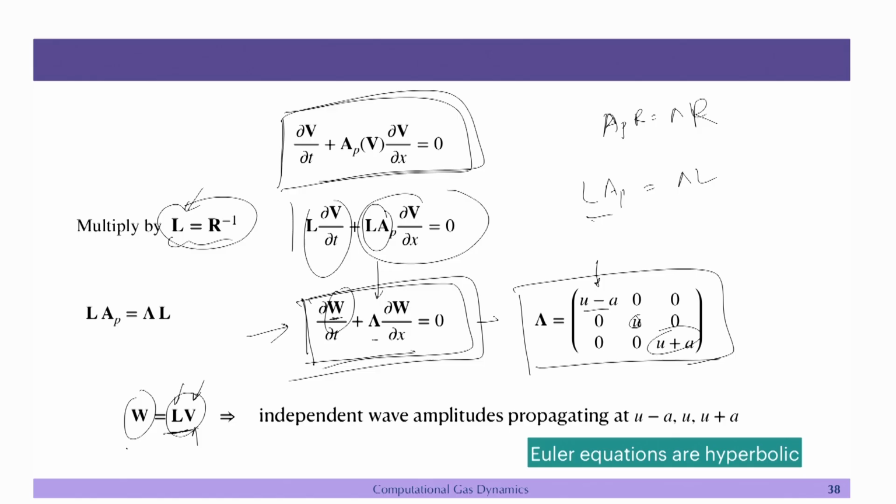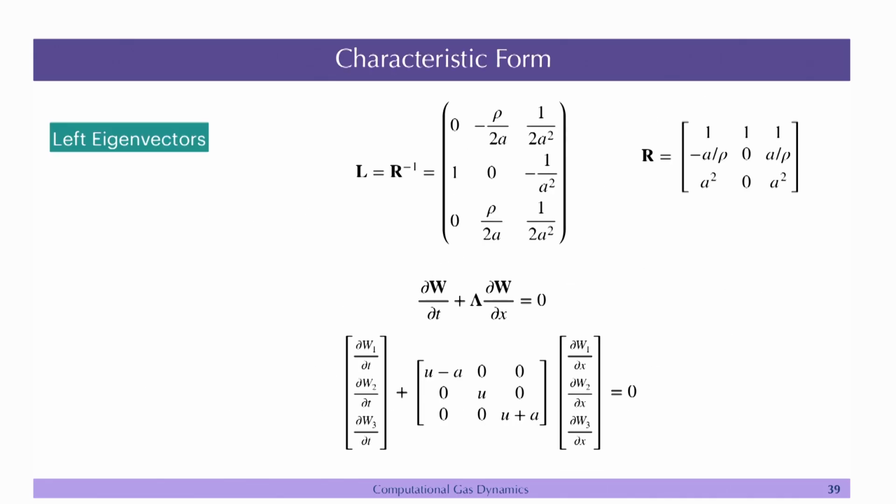Now, there will be 3 equations for this also, but they will be decoupled because lambda is decoupled. This is U minus A, U and U plus A, and all the other elements are 0. So, this also shows that all the equations are hyperbolic. Of course, U minus A, U and U plus A all are positive. This is how you get this L equal to R inverse. This is R, and this is how your del W by dt plus lambda del x will look like.